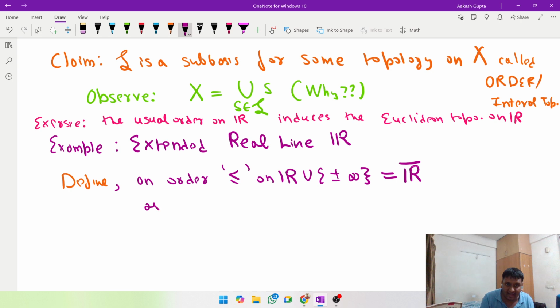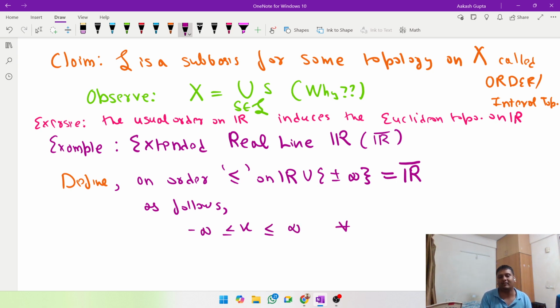And what is an order? As follows. So this is denoted by R bar. So as follows, x is less than or equal to infinity, and minus infinity is less than or equal to x, for every x in R. And x is less than or equal to y, the usual order, for x comma y in R.